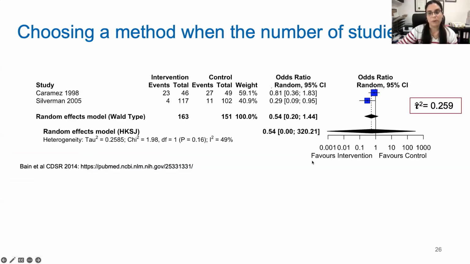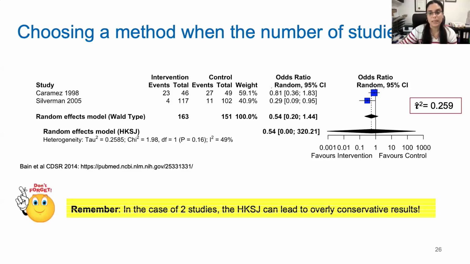Now, if you remember from our previous discussion in the previous webinar, in most of the cases where the meta-analysis included 2 studies, the Hartung-Knapp-Sidik-Jonkman method becomes overly wide. And in this case, this confidence interval is not informative anymore. So in these cases, Cochrane recommends to use the Wald type method. So in cases of 2 studies, we can use the Wald type method.